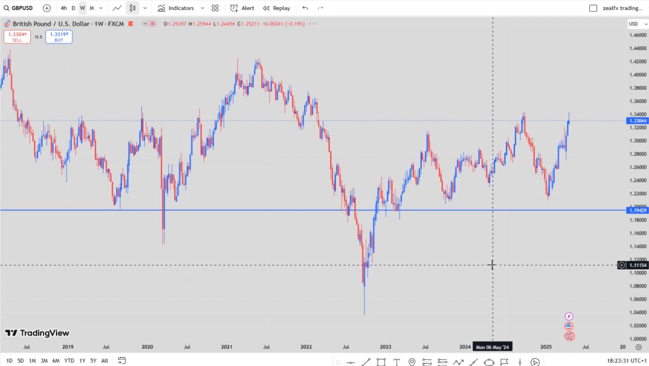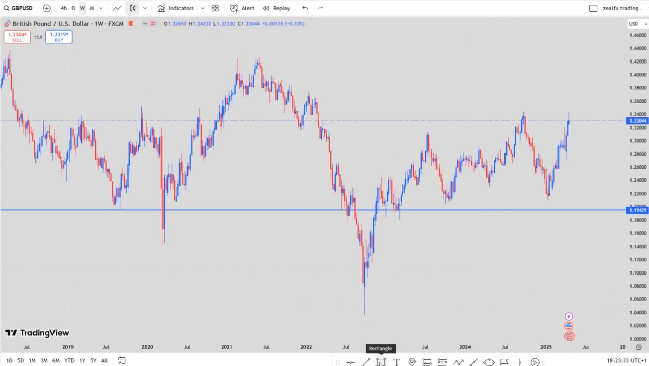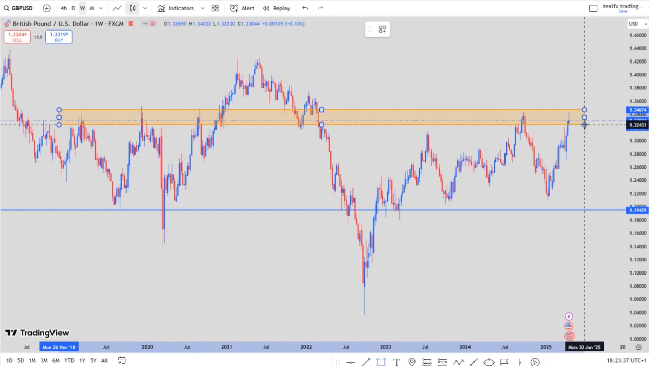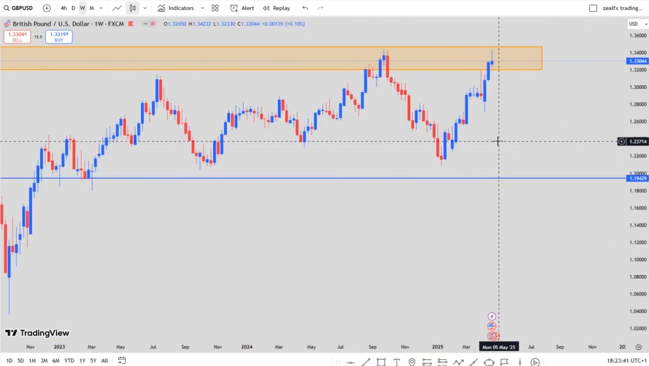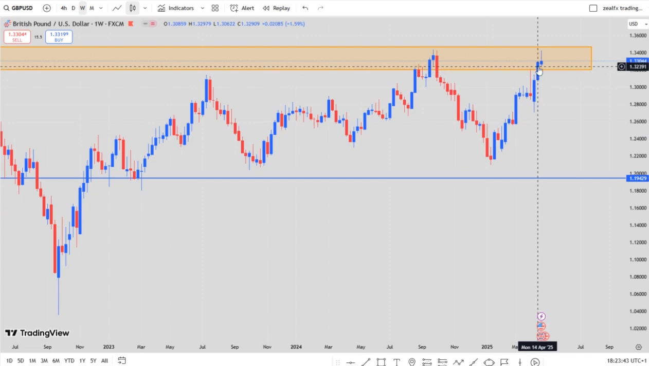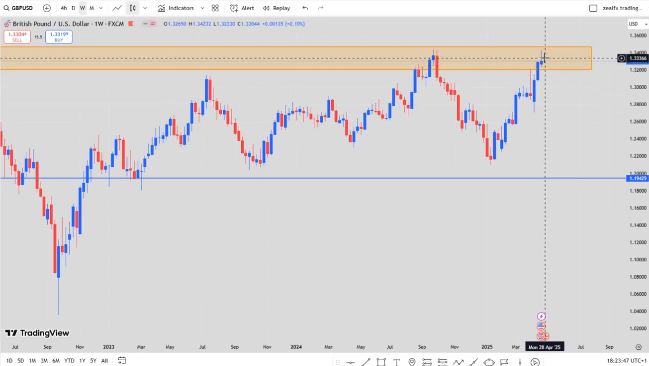GBPUSD on my weekly chart also closed on a resistance level. So long as we have price on this resistance level, we expect price to drop this week for the GBPUSD. Last week we expected price to do a retest on this level and push higher, and price retested and then pushed higher. Then price also closed on that resistance level last week.